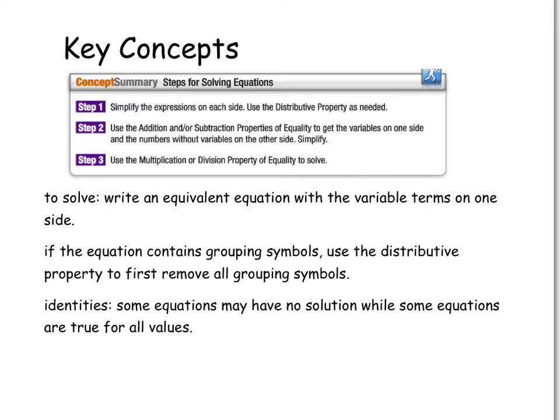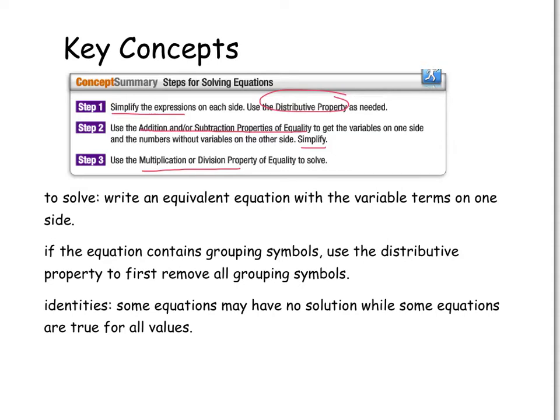We have our step 1. We're going to make sure we simplify each side of the equal sign. We're going to use the distributive property when needed. That means when we have parentheses, we'll want to use the distributive property to eliminate those. Step 2, we're going to use addition or subtraction properties of equality to get the variables on one side and the numbers without variables on the other side, and then we simplify. Last step is to use the multiplication or division property of equality to solve and find our variable.